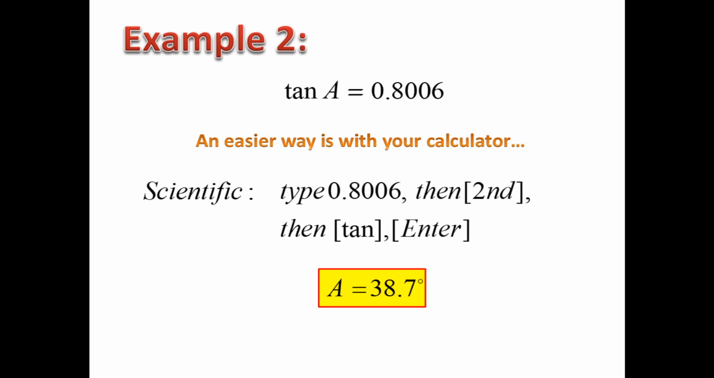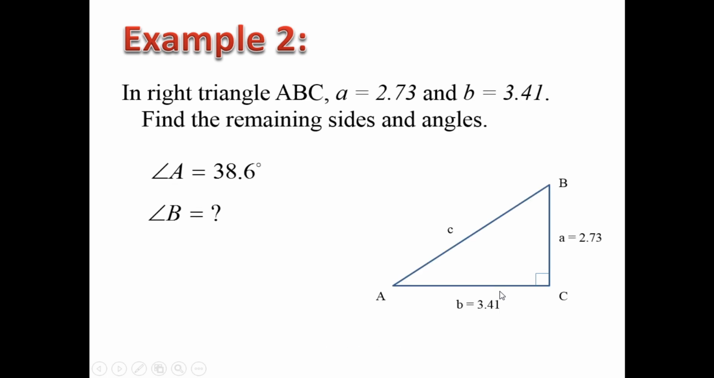So the one that we found, take the inverse of tangent, so type in 0.8006 with the scientific, and then second, and then tangent, and then enter, or the equal sign. And now, what about for angle B? So we do know that it's a 90-degree triangle, so 90 minus 38.6, the one that we just found, and then we end up with 51.4 degrees.